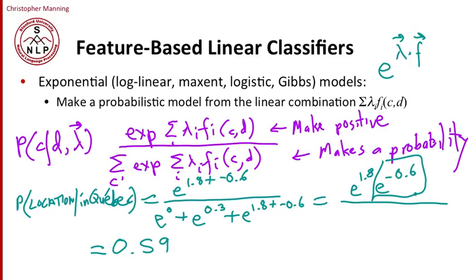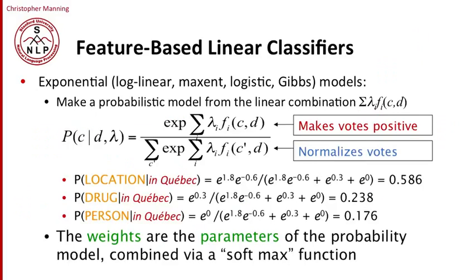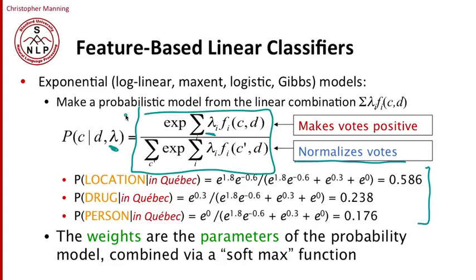So if you work through all of the examples of the different classes, I'll just skip and show the math, what you get is that these are the different probabilities. And so note that we're giving a probability of each of our three class choices, and together they do add up to 1, and that's precisely by the normalization that we've defined here. So these weights lambda are now the parameters of a probability distribution, and we're combining them by this function here.